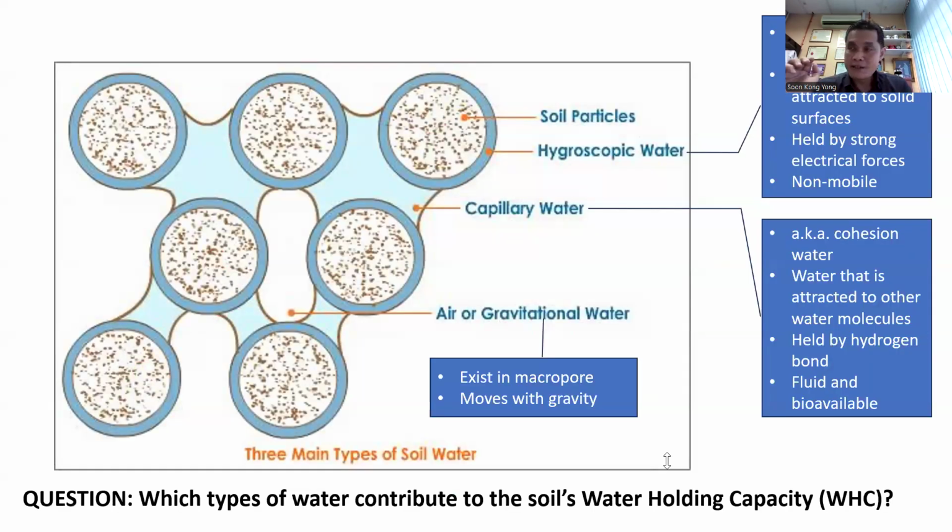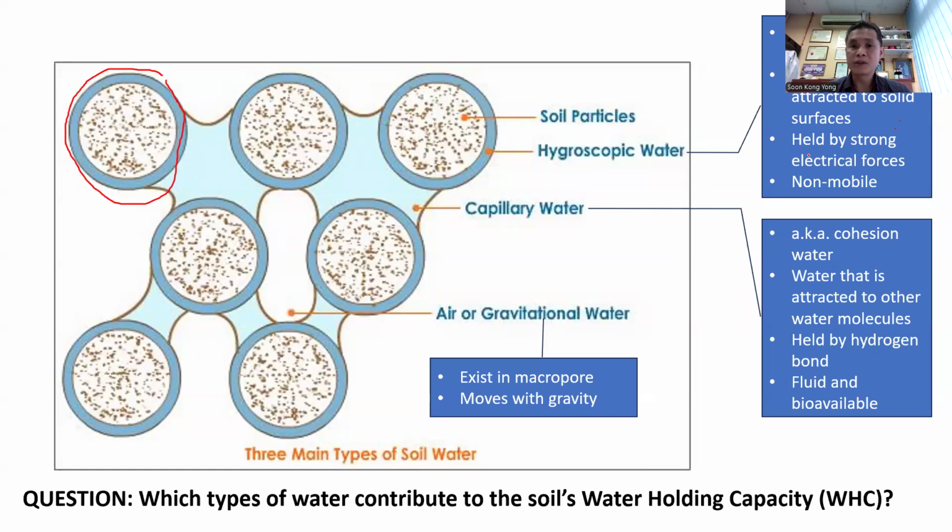So what you can see right here is if you look at the soil particles and also the water molecules together, they interact very differently. So what you can see right here, the darker sphere that surrounds the soil particles, they are called the adhesion water.